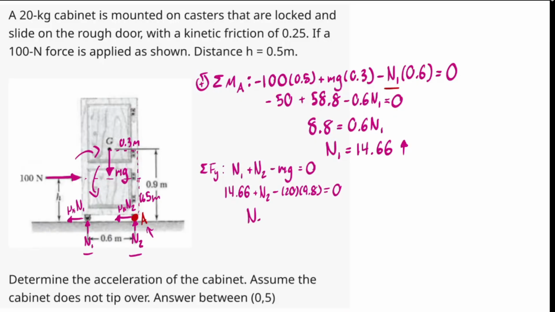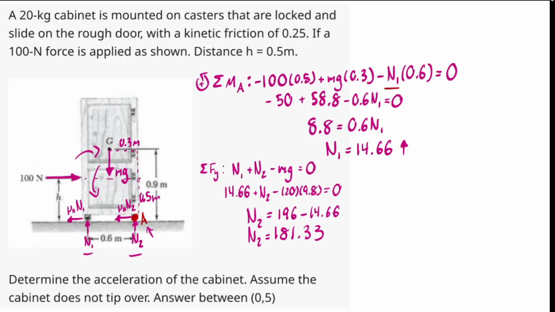So we'll move that 20 times 9.8 over. So 20 times 9.8 is 196, minus 14.66 is going to be equal to 181.33. Okay, cool. So now we have our N1 and our N2.